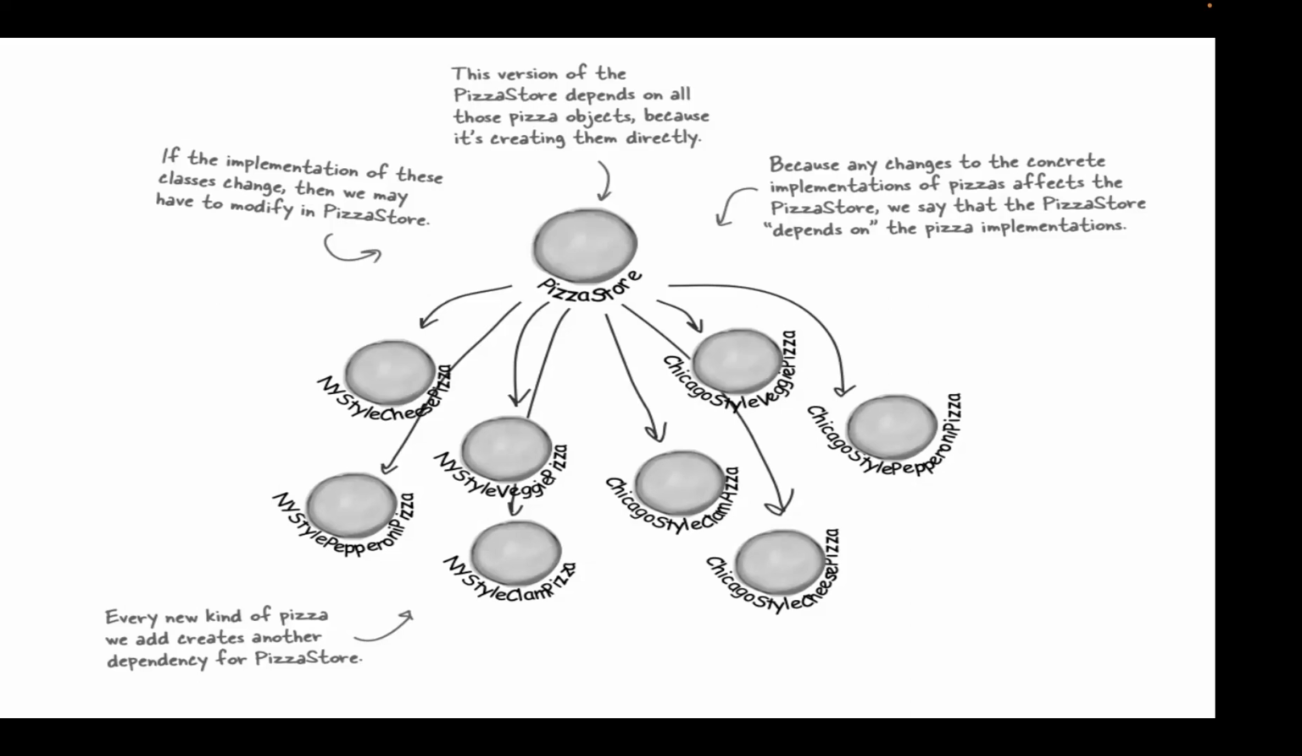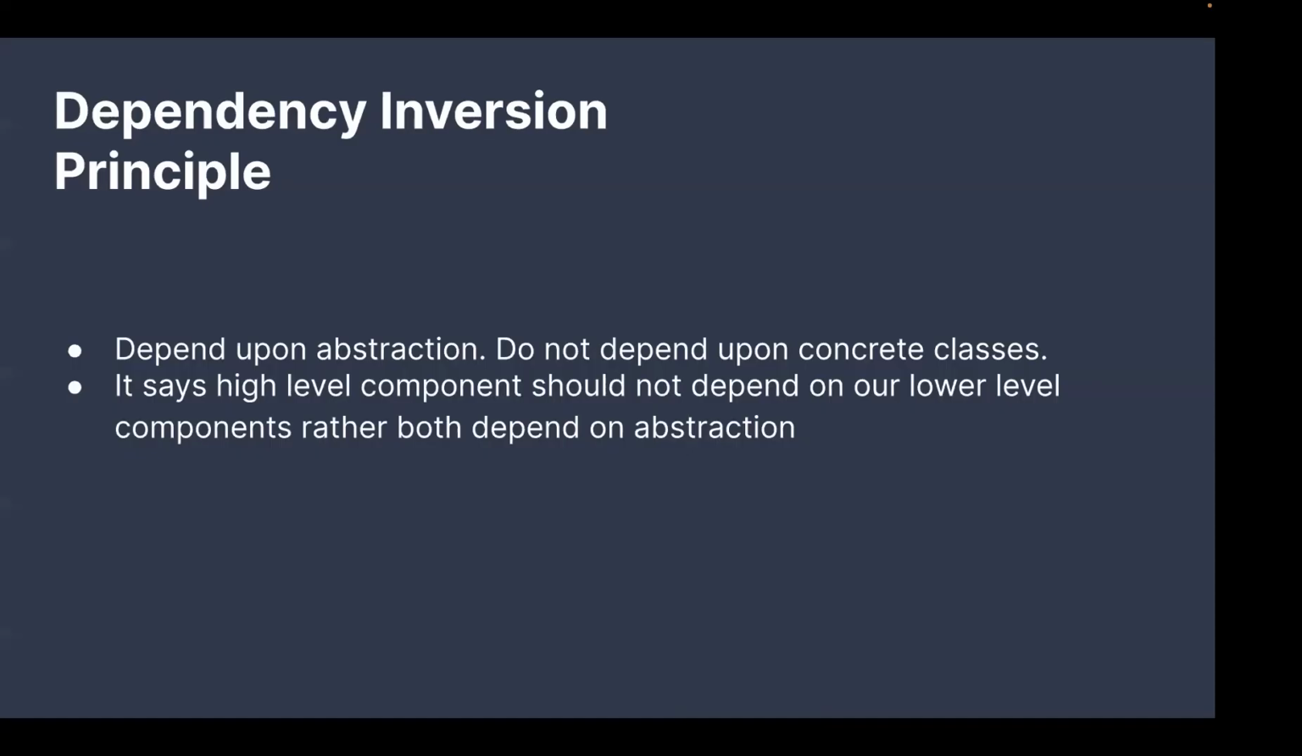So let me show you what the dependency inversion principle is. Dependency inversion principle is nothing but: depend upon the abstraction, do not depend upon concrete classes. It might sound similar to program to interface and not to implementation, since there also we were depending upon abstraction. So it basically says a high level component should not depend upon a lower level component, but rather depend upon the abstraction.